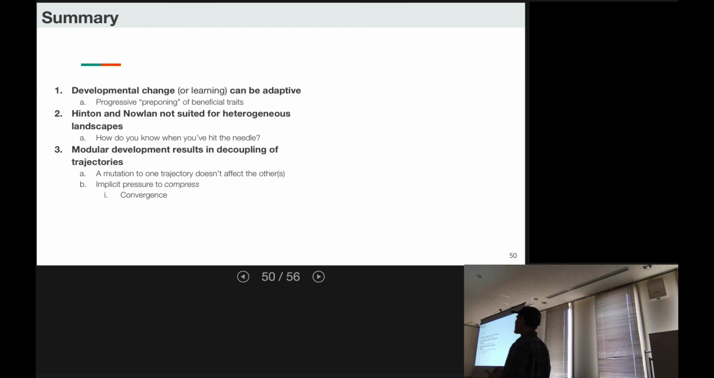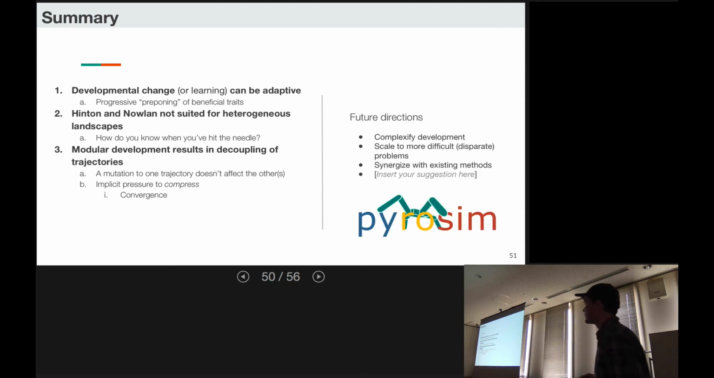So the way we do this is we change the way individuals change over their lifetime. And we do this through modular development. So in contrast to Fernandez's paper, where there is a correlated or coupled change in the local task environment, we have decorrelated, decoupled change, where one mutation to a trajectory doesn't affect the others. And then we have this implicit pressure to compress our learning trajectories.